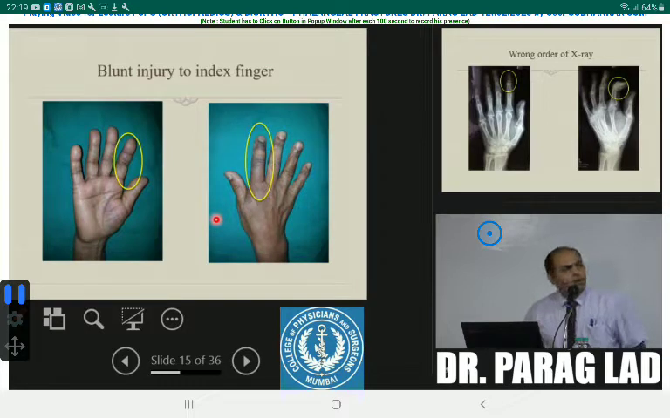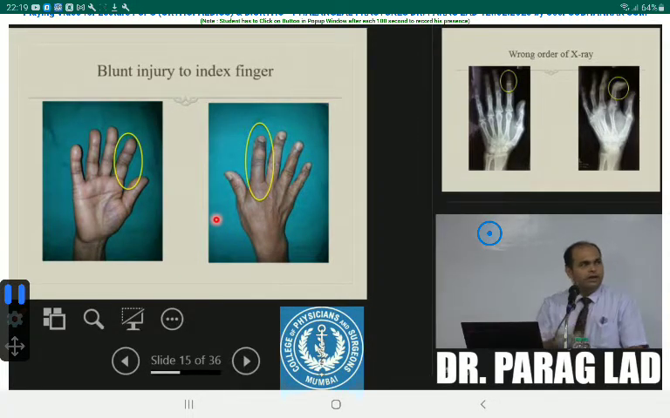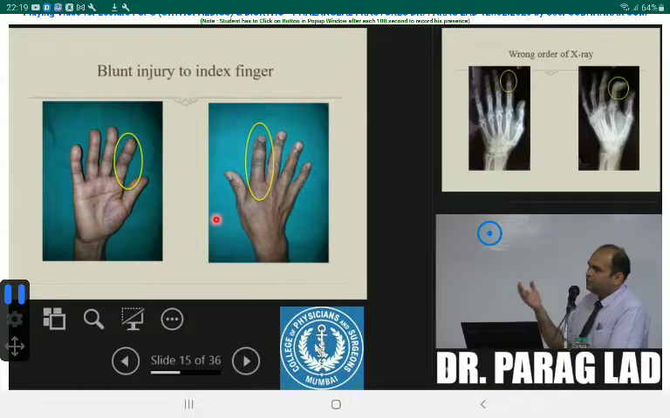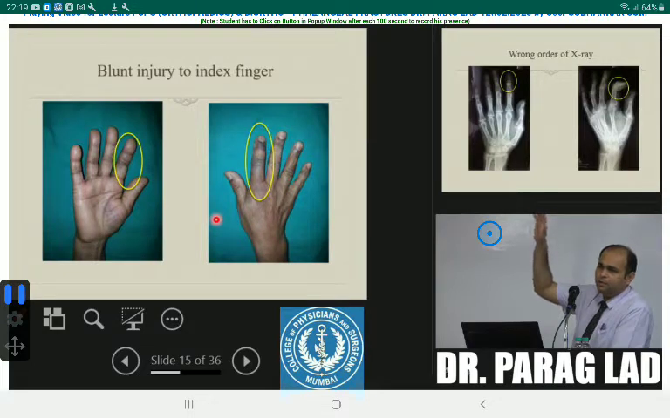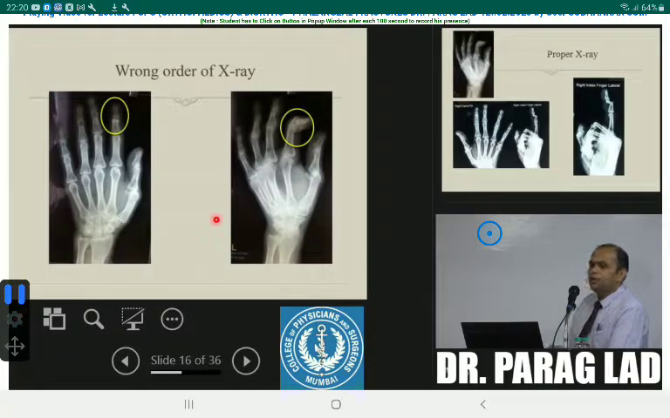Any confusion? No. Let us take one more example now. It is what? Blunt injury to the index finger. Yes, doctor, which X-ray will you advise? X-ray. This is the index finger swelling. Any X-ray? Hand AP and oblique. How many of you will advise hand AP and oblique X-ray? So this is the hand AP and oblique X-ray. Yes, any comment?